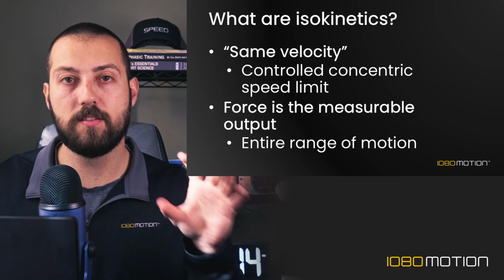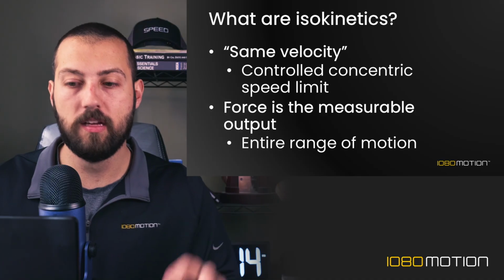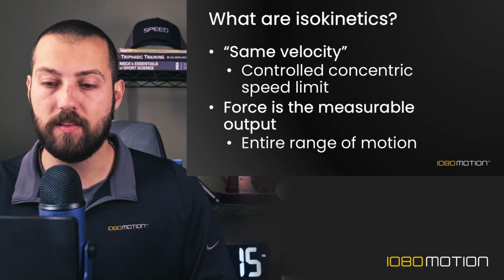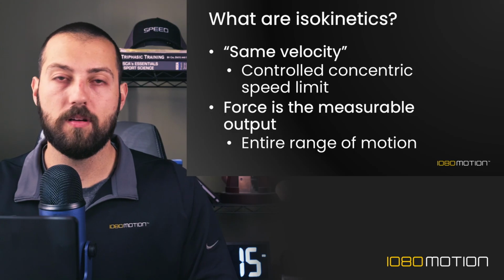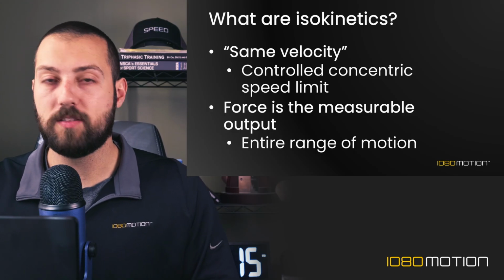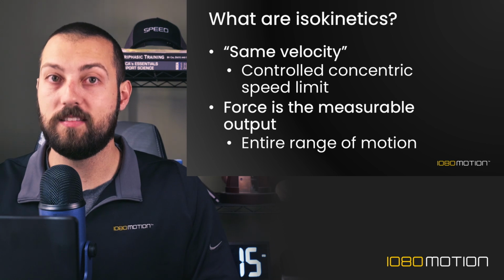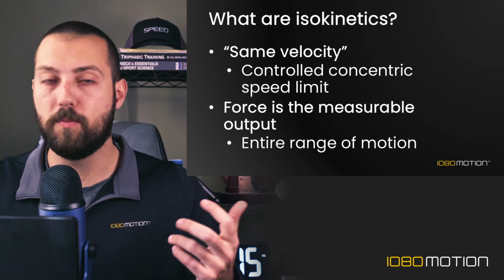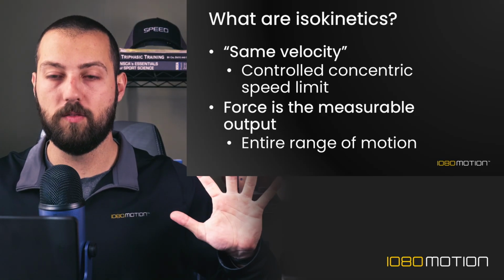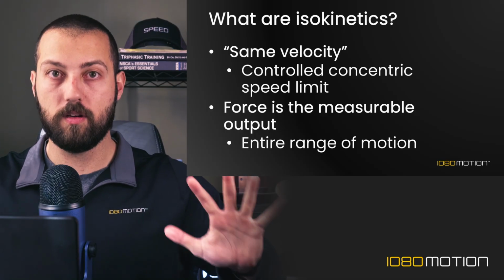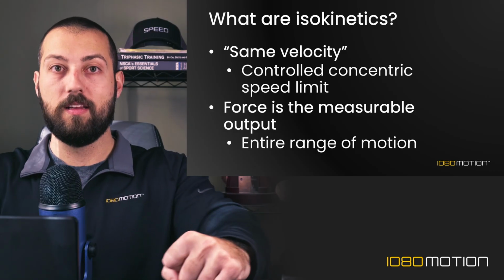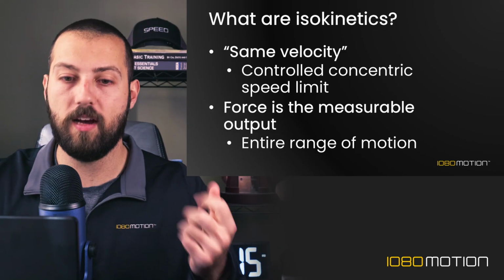And because speed is limited or controlled, then force is what we get to measure, or that is the output of the exercise. One of the unique points about this is it's max force, but it's max force throughout the entire range of motion, compared to something a little bit more traditional like an isometric, where the athlete is pushing as hard as possible in one joint angle or one kind of range of motion. The athlete gets to make as much force as possible throughout the entire exercise or the entire movement.